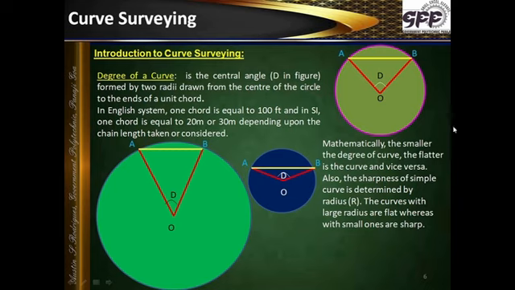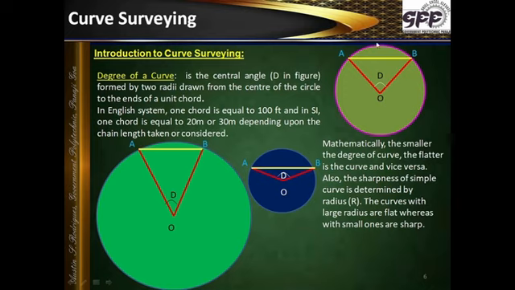Now let us have an introduction to curve surveying. A very important definition is the one that defines how much the curvature is, how much it is curving, how steep the curve is, and that is defined by the term degree of a curve. Now, degree of a curve is the central angle formed by two radii drawn from the center of the circle to the ends of the unit chord.